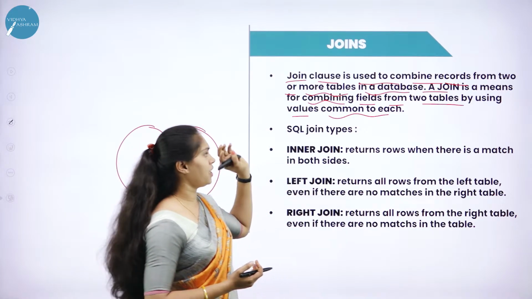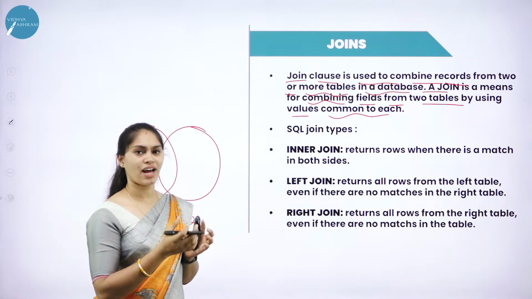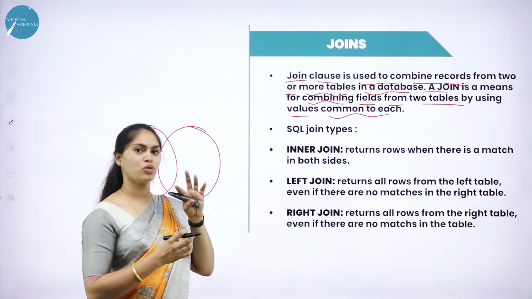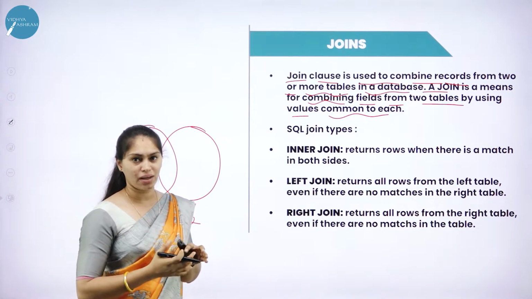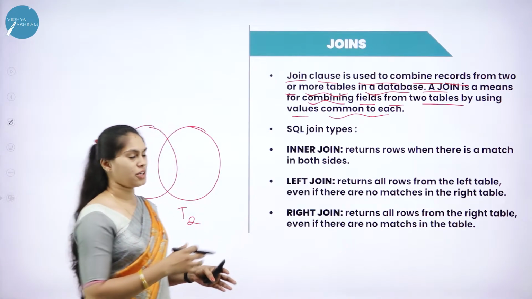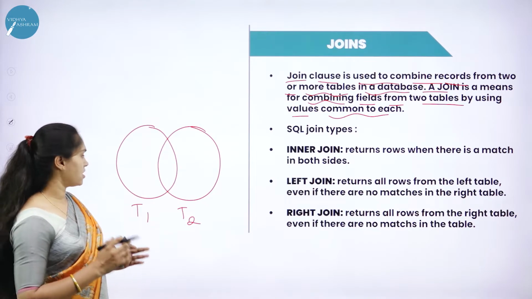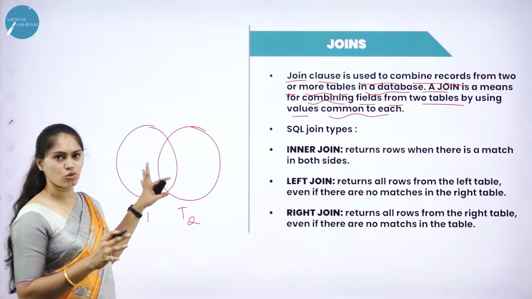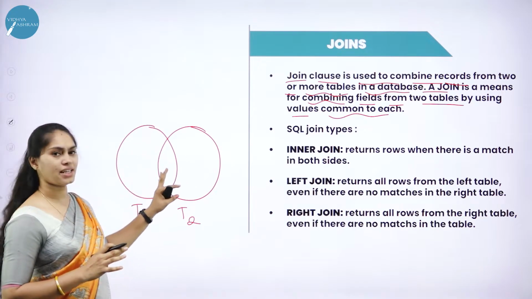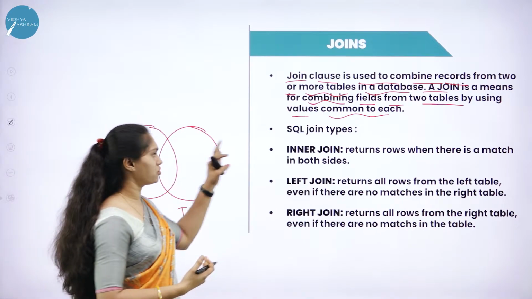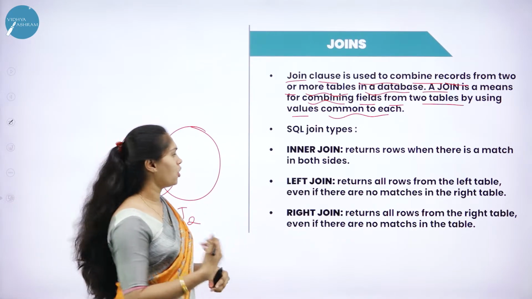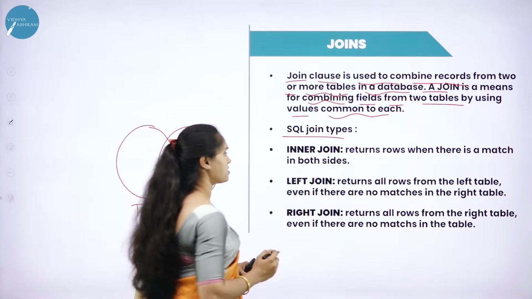So the common value of both tables, or the n number of tables that we are taking for the join, will be retained as a result here. Consider we have two tables, table 1 and table 2. I will show you how all the types of join work. What are the types of joins that we have?